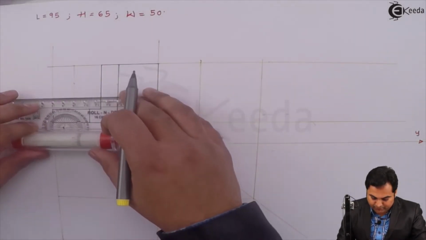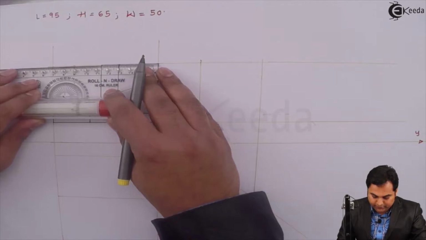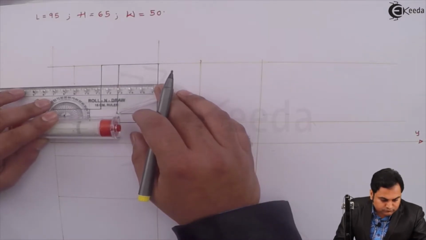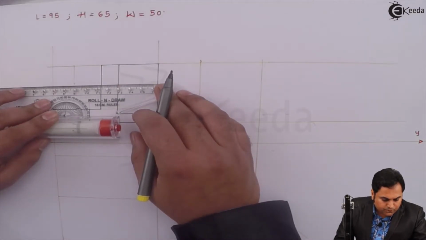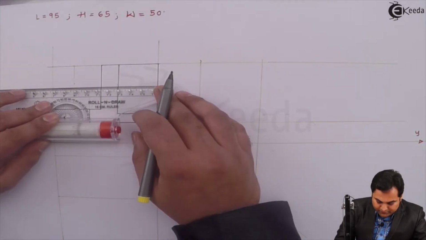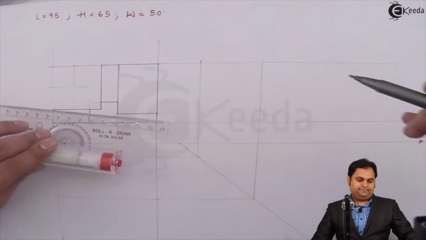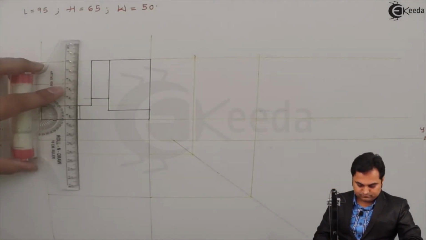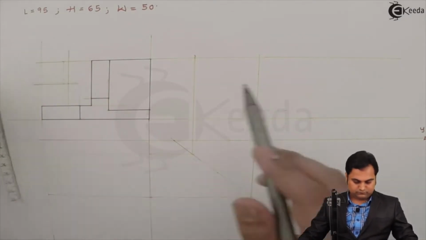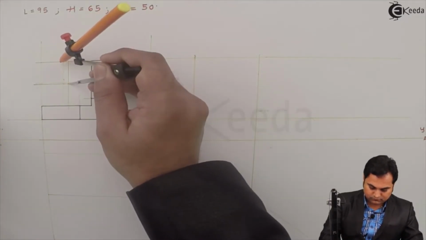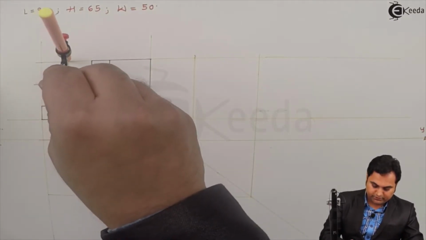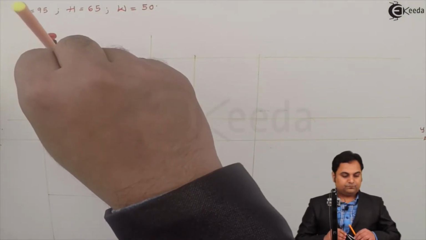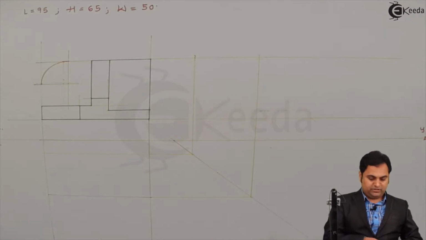So measuring 25 and then drawing a light line through it. I am getting this center line. So after measuring this center, I am drawing a light quarter circle here. Then from the front it will be visible, so I'll make it dark.